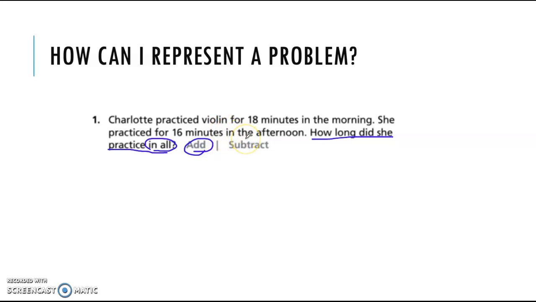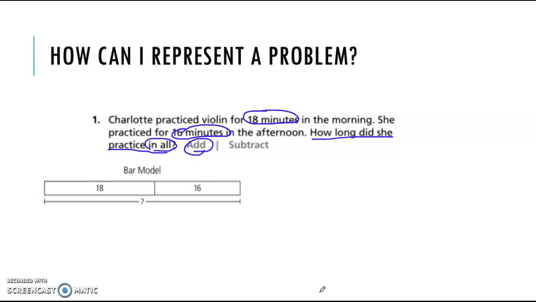So I look for the parts that I'm going to add. I have the part where she practiced 18 minutes in the morning, and I have the other part, which is 16 minutes that she practiced in the afternoon. So let's see how we would model this in a bar diagram. Since I'm doing addition, my total is missing. How many parts do I have? I have 2 parts. I have the 18 minutes that she practiced in the morning, plus my other part, which was the 16 minutes that she practiced in the afternoon. So here my 2 parts are known, but what is missing is my total. That tells me that I have to add.